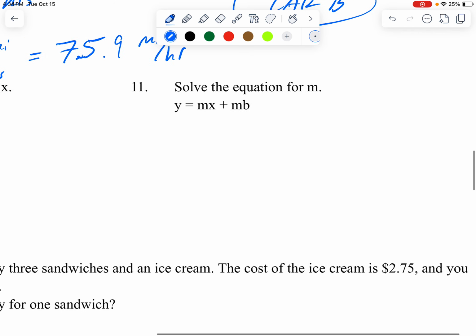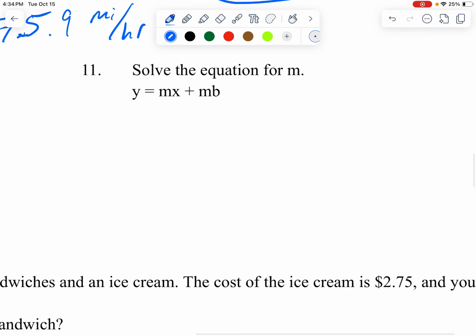Number 11 is just a little bit different. I'm trying to get m by itself, but I have two m's on the same side.